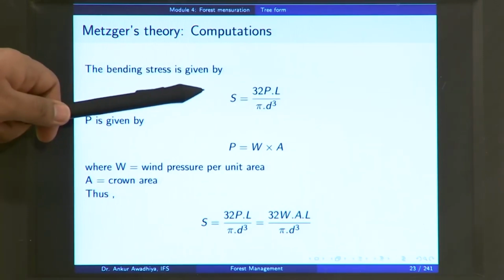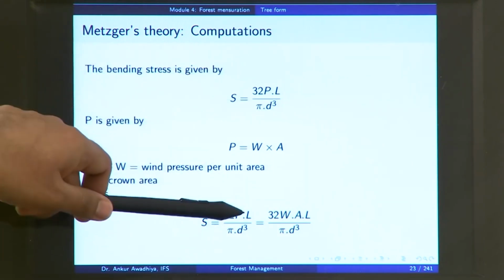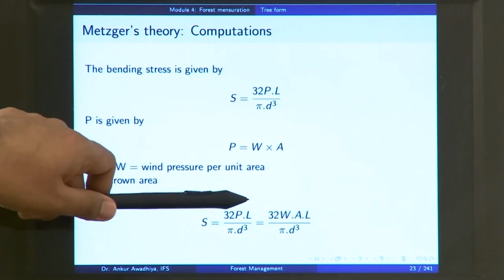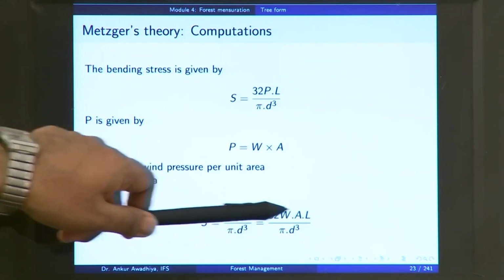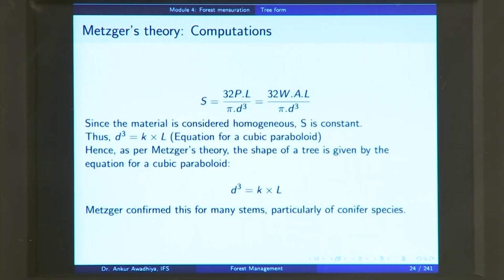So, S is given by 32 P L by pi d cube and P is W into A. So, we can write that S is equal to 32 times W into A into L divided by pi d cube. So, this is the equation that we get.